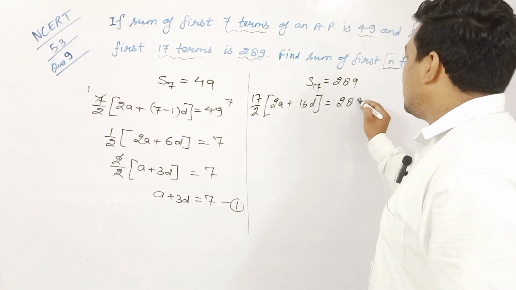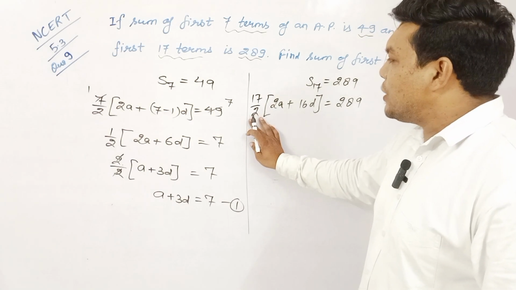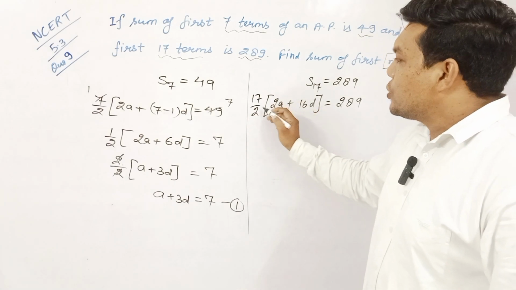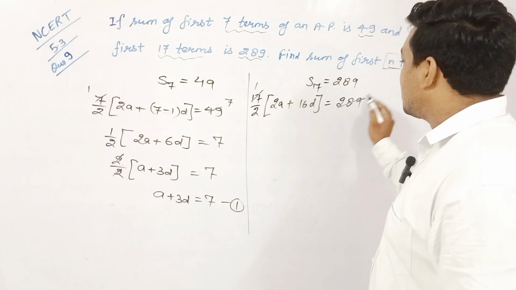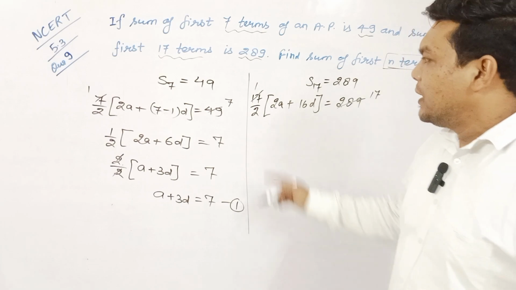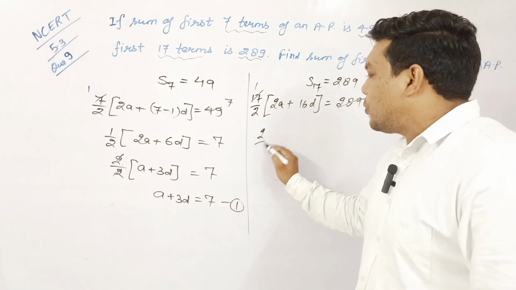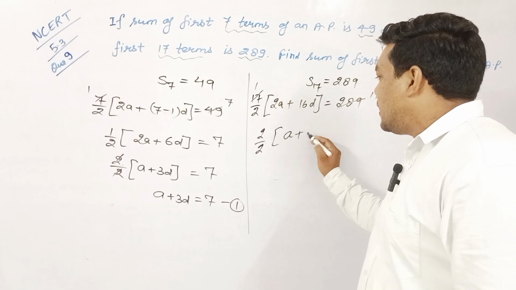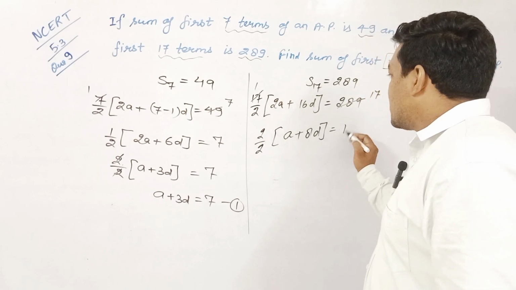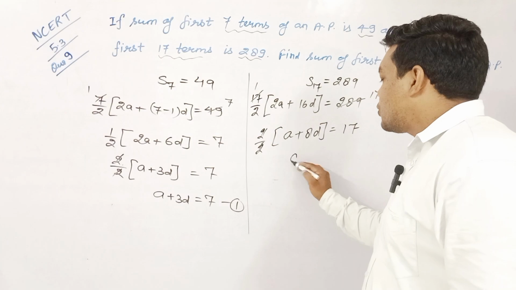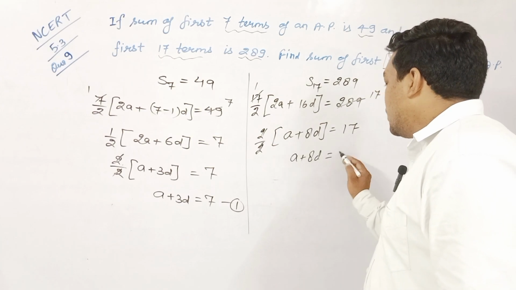So it is 289. Now this 17 upon 2 is in whole multiplication with this. So 17 1s are 17 and 17 17s are 289. It is 1 upon 2. Again you can take 2 common from here. So it is 2 upon 2 bracket a plus 8d is equal to 17. This 2 and 2 cancel out. So a plus 8d is equal to 17.